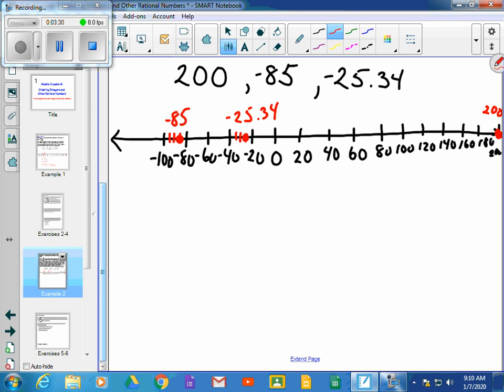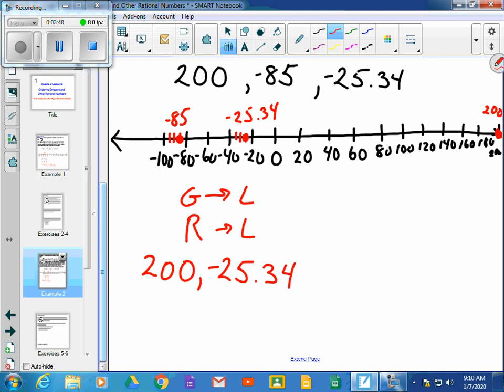Now if I want to put them in order from the greatest to least, I've got to go from right to left. So my rightmost number is 200. That's my largest. My next largest number is the negative 25.34. And then my smallest number is my negative 85. My order from greatest to least is 200, negative 25.34, and then negative 85.